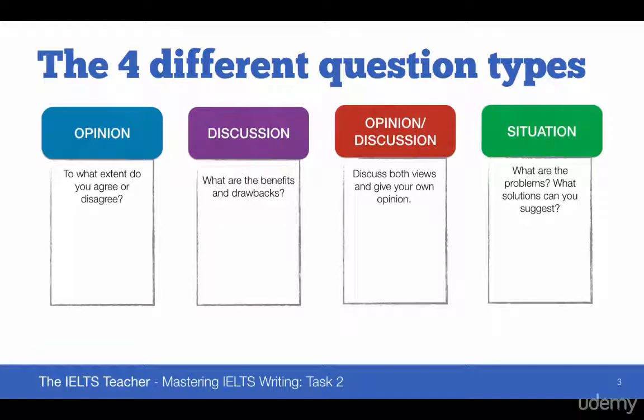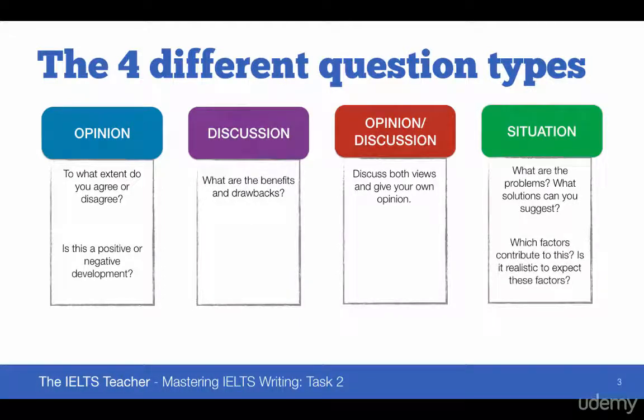What are the benefits and drawbacks? This falls into the discussion category. Is this a positive or negative development? It's the opinion category. The conjunction or here helps us to identify that it's an opinion. Agree or disagree, positive or negative.